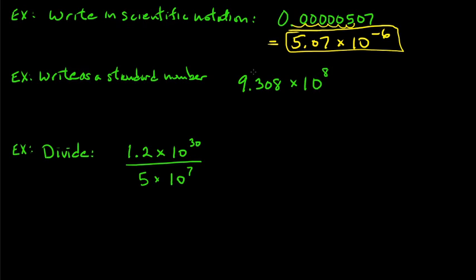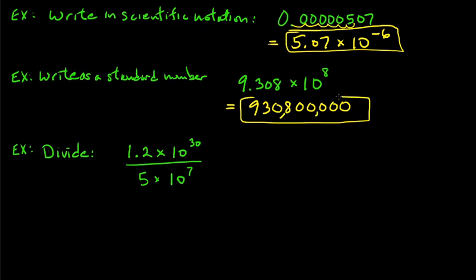So if your number is already in scientific notation, you want to write it as a regular decimal number, well, just move the decimal, right? So 9.308. So we moved it 1, 2, 3, 4, 5, 6, 7, 8 times, and then the decimal. So I'll put a comma every 3 digits. So this number, 9.308 times 10 to the 8, as a standard number, is 930,800,000.